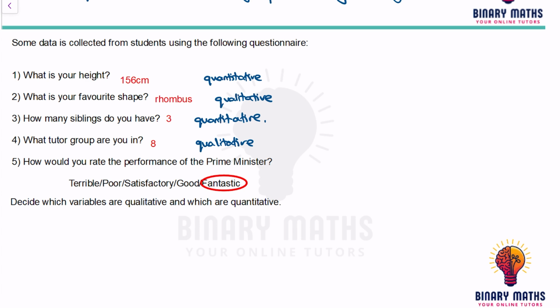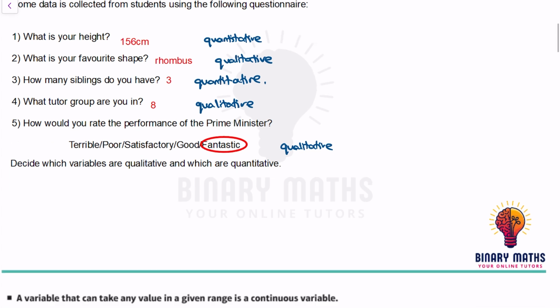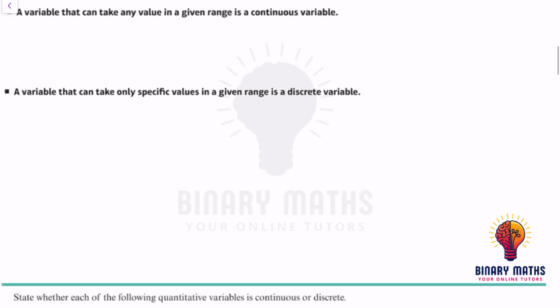How would you rate the performance of the Prime Minister? So it's in words, so that means it's qualitative, but obviously if we wanted to change it to quantitative, we can rate it from 1 to 5, for example, and that would make it quantitative, and then we can make calculations from it.